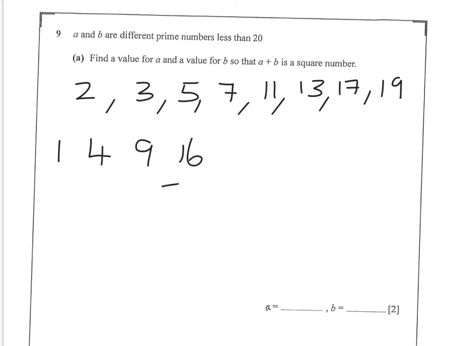Well, I can see 16 would come from 5 and 11. 9 would have come from 7 and 2. And there's lots of different combinations in here that would give you a square number.